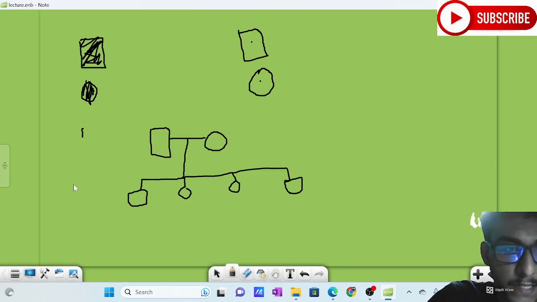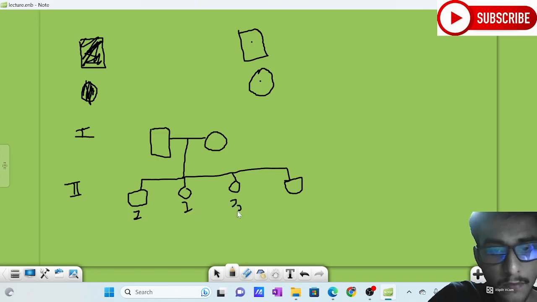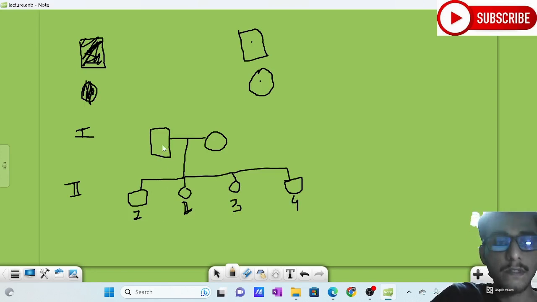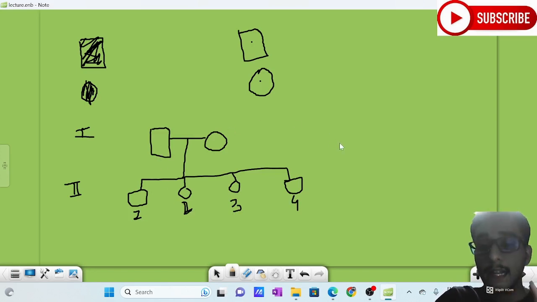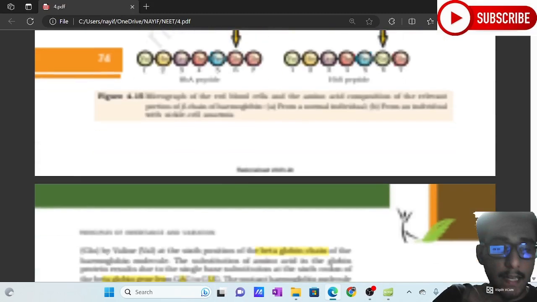This is the first generation. This is the second generation. These are usually drawn in Roman letters. And the offspring are marked according to number 1, 2, 3: first produced, second produced, third produced, fourth produced. These are their parents. So this is actually the condition of pedigree analysis. Pedigree analysis can be fully understood while we are doing the questions. Actually, this is the end of this lecture, the end of this chapter.